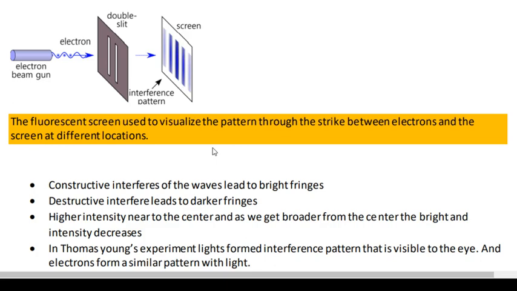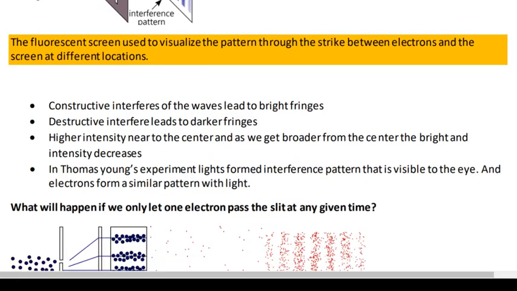There is more collision of electrons, more density of electrons projected, in these regions. From the same figure, we have higher intensity, which is brighter, near the center, and as we move farther from the center, the brightness and the intensity decrease. In Thomas Young's experiment, light formed an interference pattern visible to the eye, and electrons form a similar pattern to light.